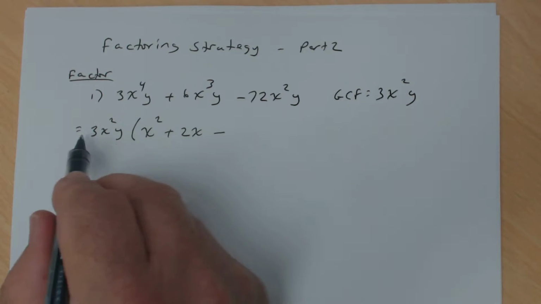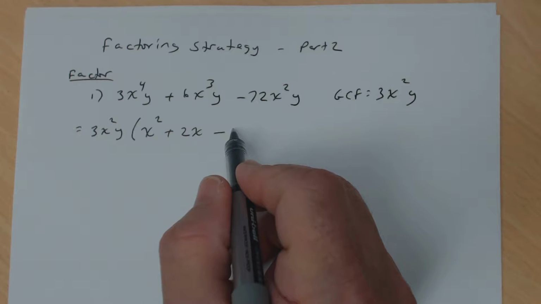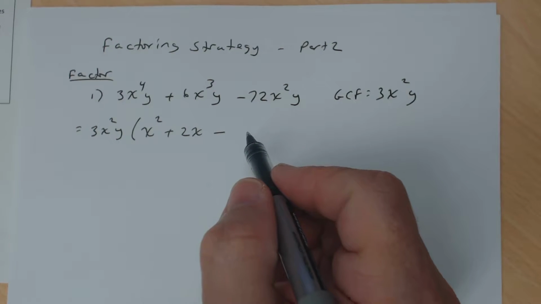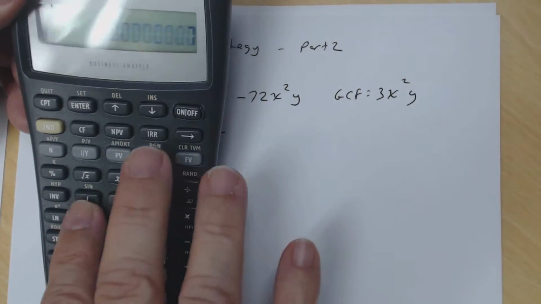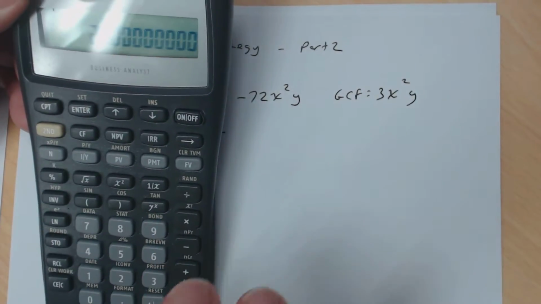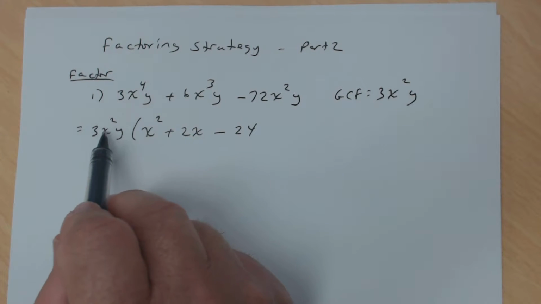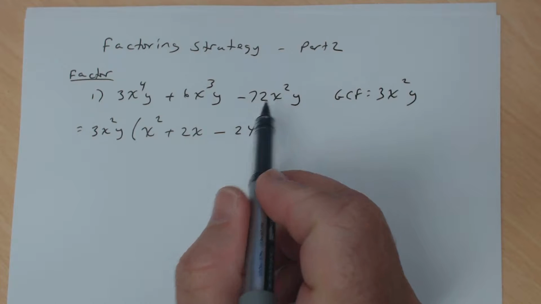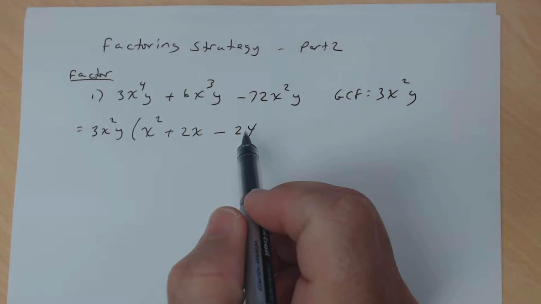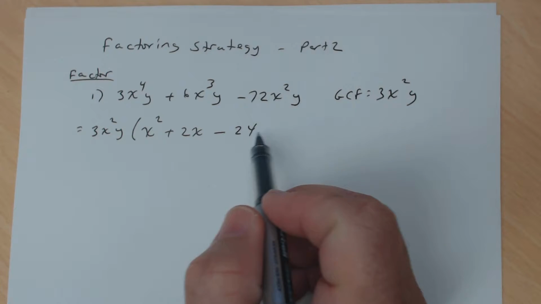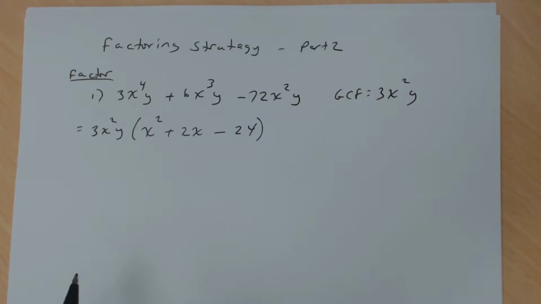Minus 3 times what is 72? If you don't remember, just use your calculator. Say 72 divided by 3, and I get 24. So it's going to be 24. And x squared times 1 is x squared. Y times 1 is y, we just leave it off because 24 times 1 is just 24. Okay, so that's where I'm at.